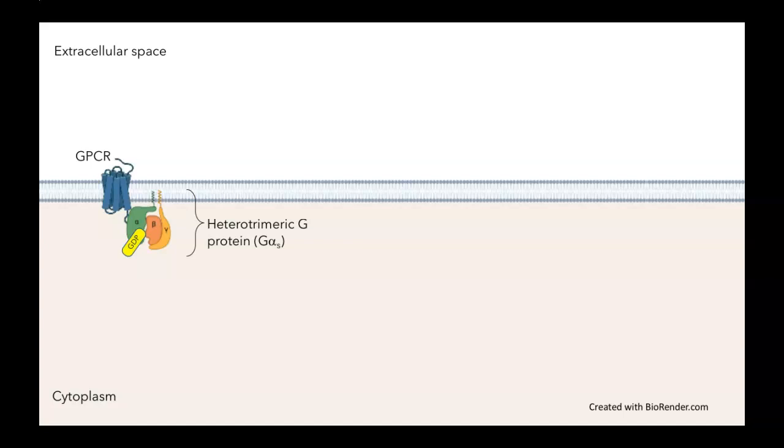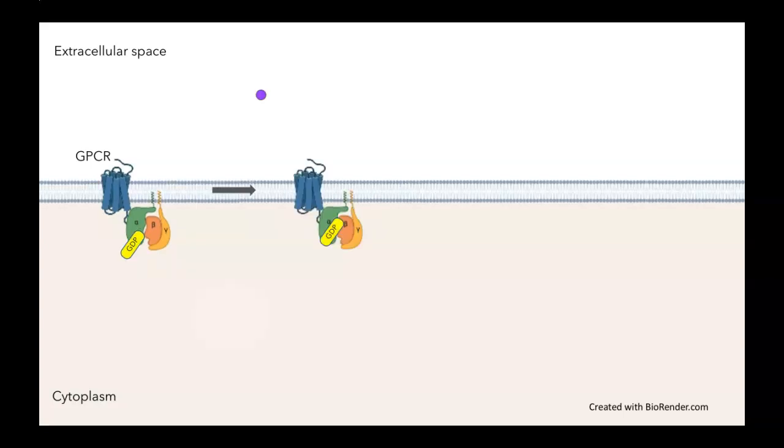Well, what happens when we add the signal? Signal here is represented by the purple dot. It's going to come, bind to the receptor, and when it does that, it will induce a conformational change. Because the GPCR is closely associated with the G protein, when the GPCR binds its ligand and changes shape, it induces a change in the G protein as well.